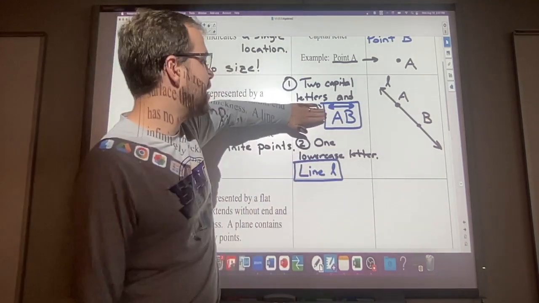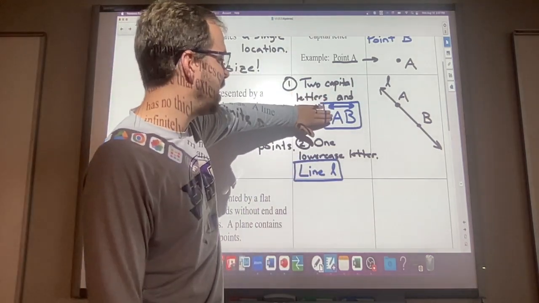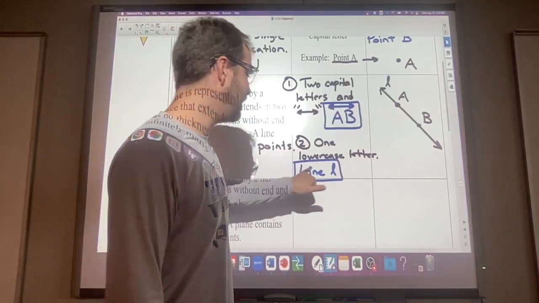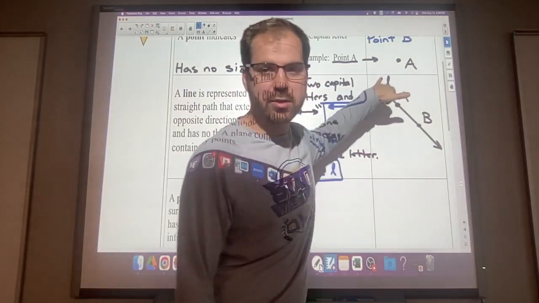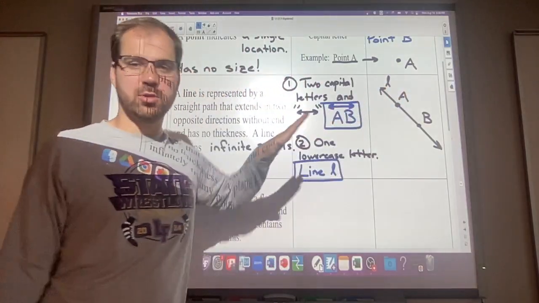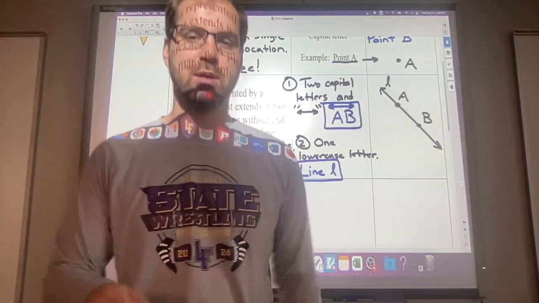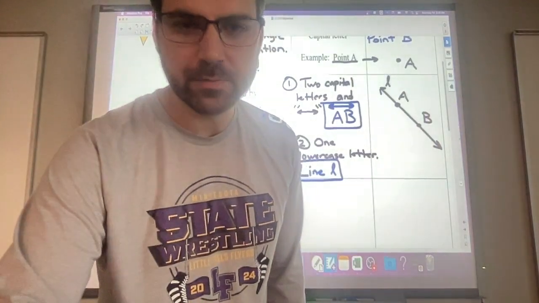And here, with method 1, we don't have to say line because we have this symbol here. But there's no symbol with this one, so you have to say line L, or whatever this lowercase letter is here. 2 different methods. Number 1 is the go-to. Remember, 2 capital letters, 2 points is what you need.